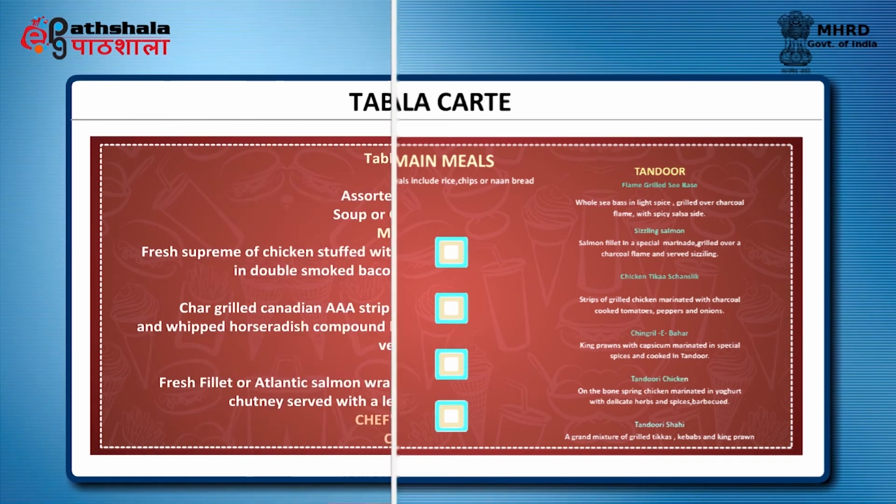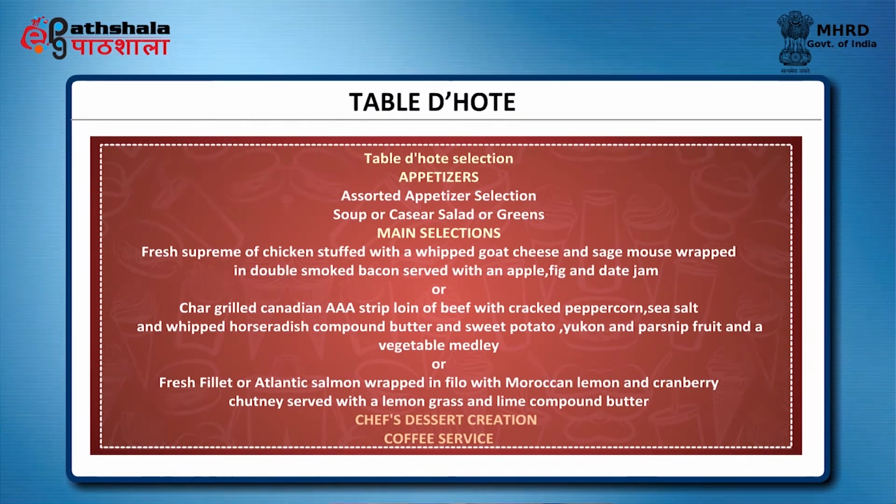The next is table d'hôte. Table d'hôte in French literally means table of the host. Unlike the a la carte menu, this offers only a certain number of dishes and the whole menu is priced totally. For example, a starter, a soup, a main dish and a dessert is priced together.